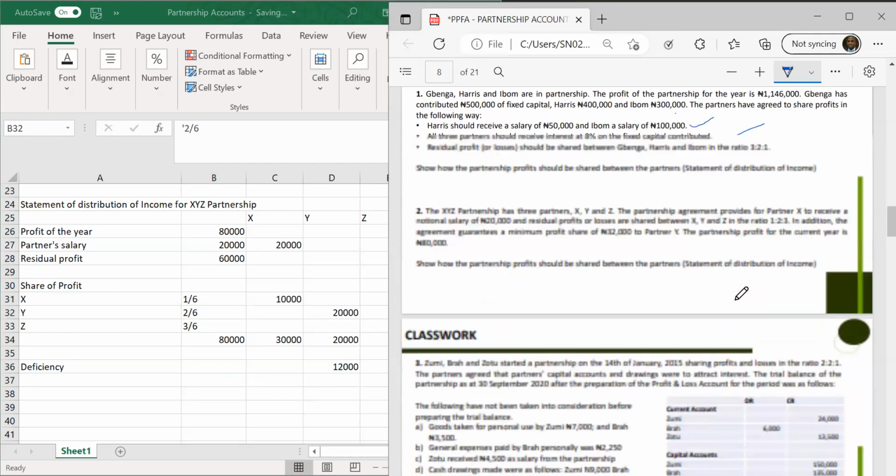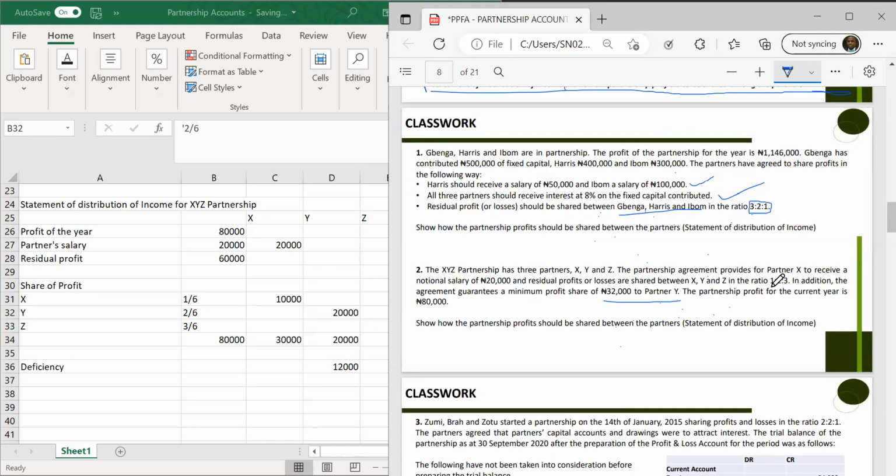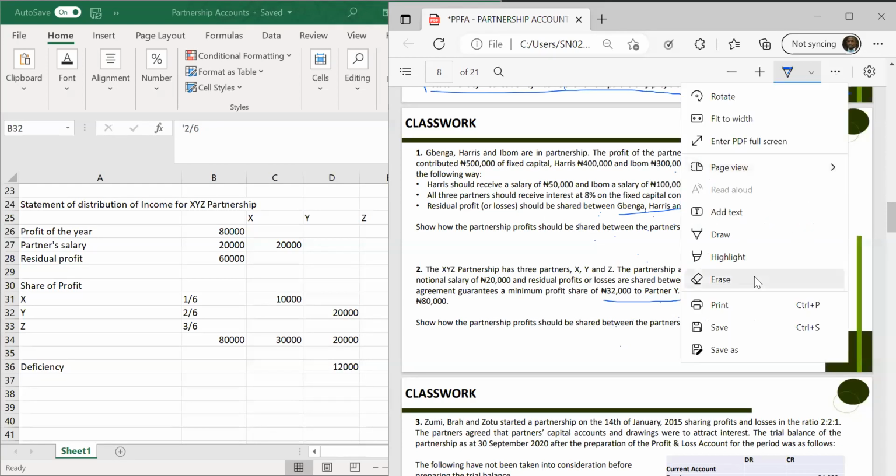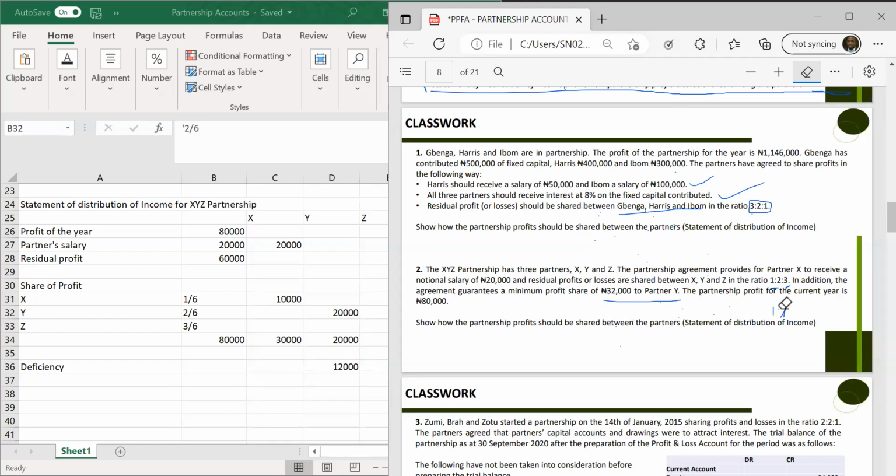Hold on, let me go back to the question. Look at the ratio in the question. X is 1, Z is 3. So the ratio that remains will be 1 to 3. Is this correct? I want to be sure you guys understand this part. Let me erase this.